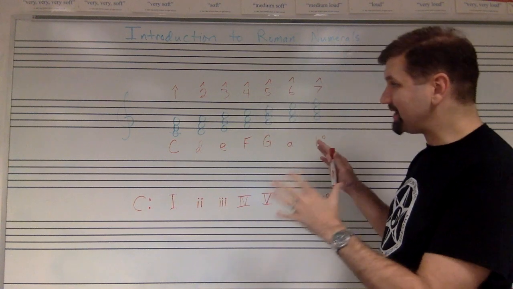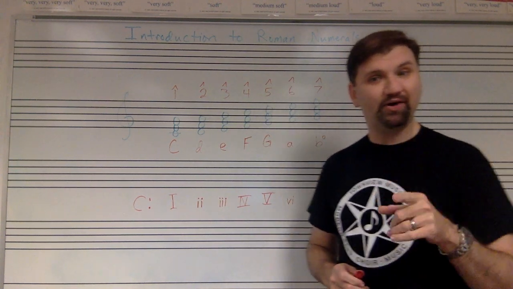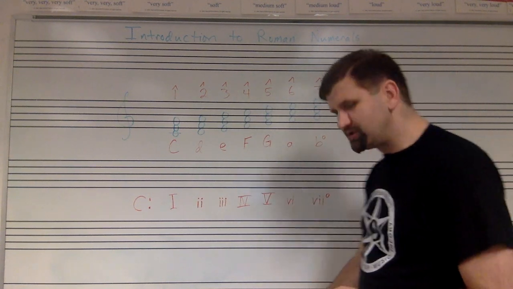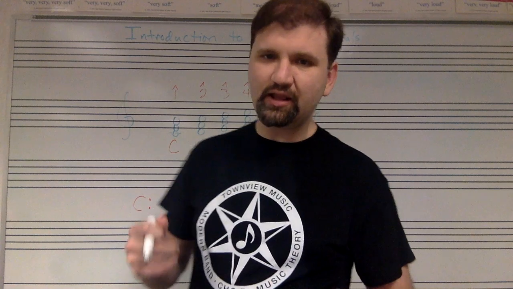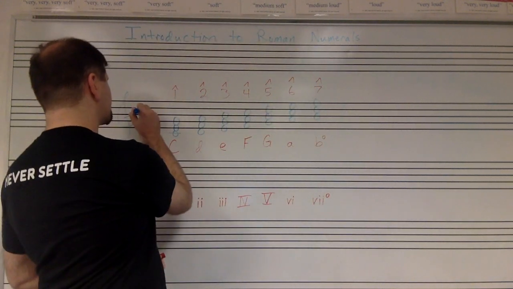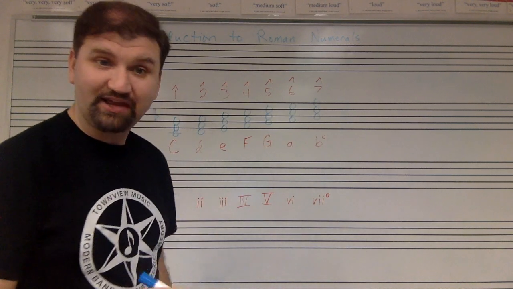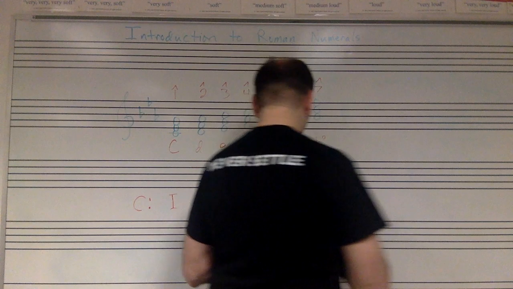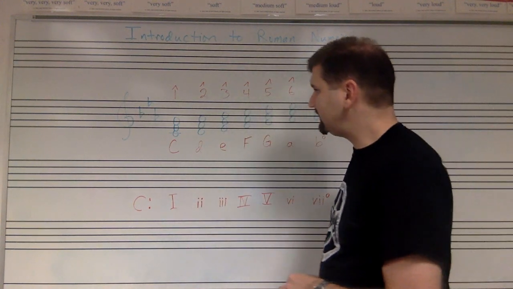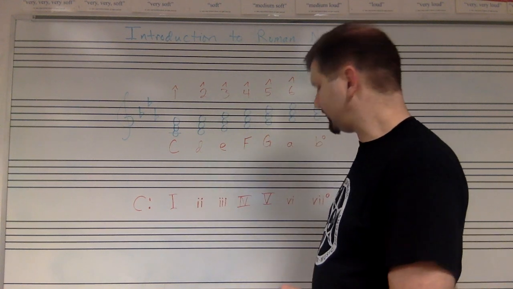Now, that's the way it works for major keys. But what about minor keys? Well, this is C major. Let's look at its parallel minor, C minor. C minor has 3 flats, B flat, E flat, and A flat. Well, B flat, E flat, and A flat mean that many of these chords are going to be different.